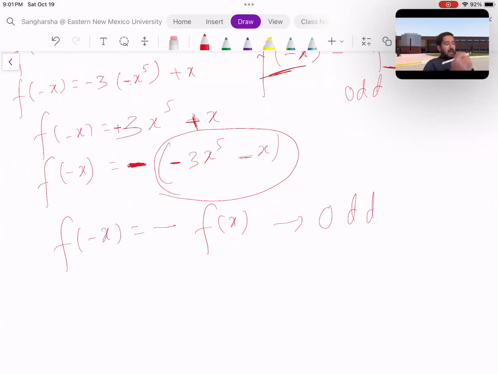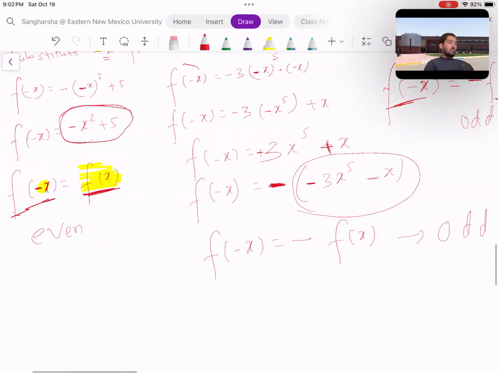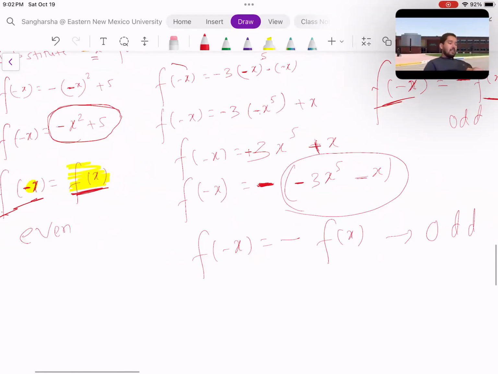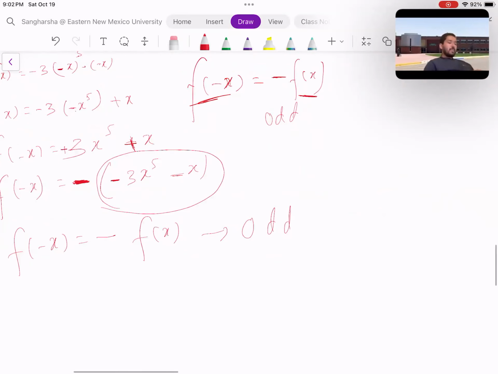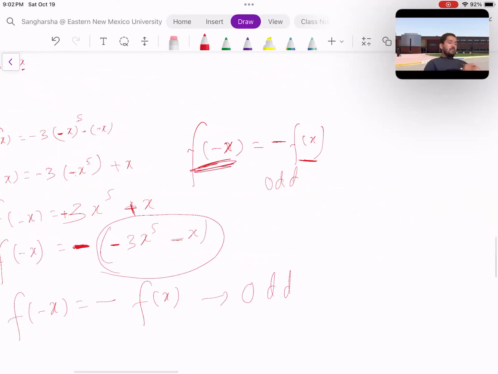Sometimes the function may be neither even nor odd. So you can have a function which is even, odd, or neither. And this is how you use the same method. You replace your x by a negative x. If you get f of negative x equal to the original function, your function is even. If you have f of negative x equal to the negative of the original function, your function is odd.